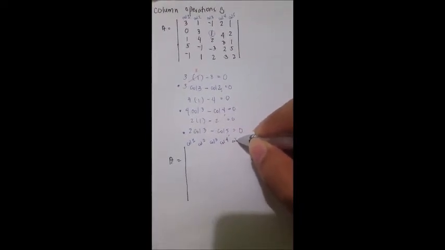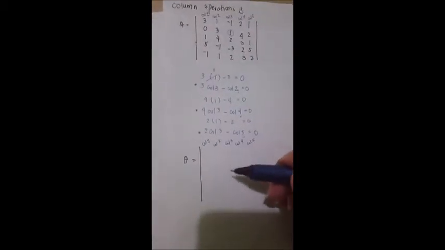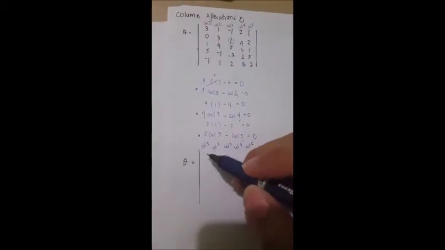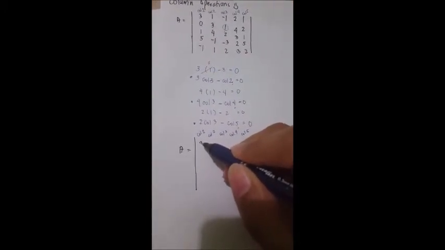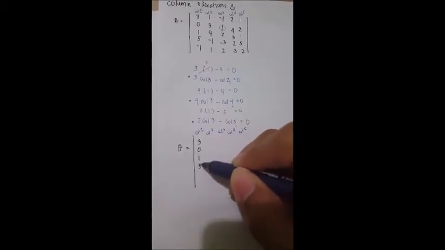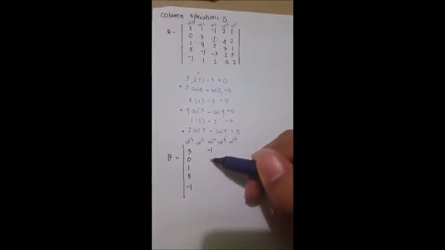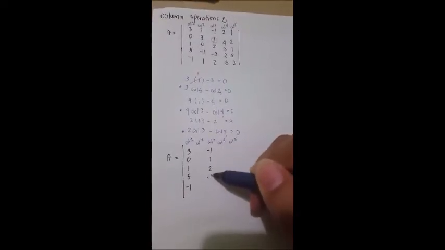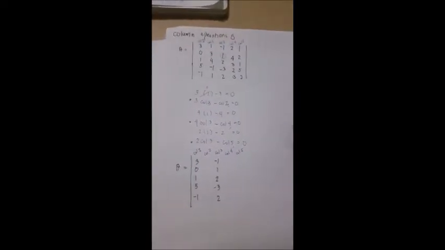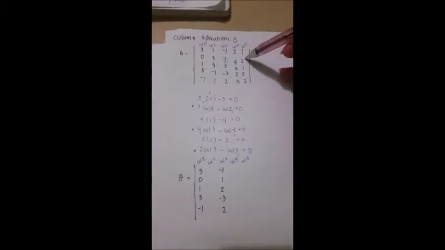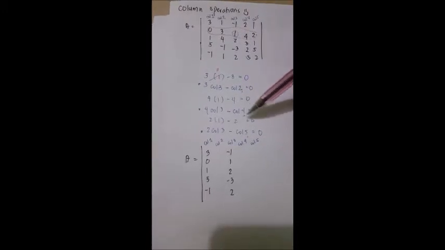But in your exam, please, huwag nyo nang ilagay yung column label sa scratch nyo pwede. Okay, so, column 1, just copy 3, 0, 1, 5, and negative 1. And column 3, we have negative 1, 1, 2, negative 3, and 2. Now, take note na yung goal natin is i-transform yung row 2 para maging 0. Kaya tayo nagkaroon ng guiding equations.